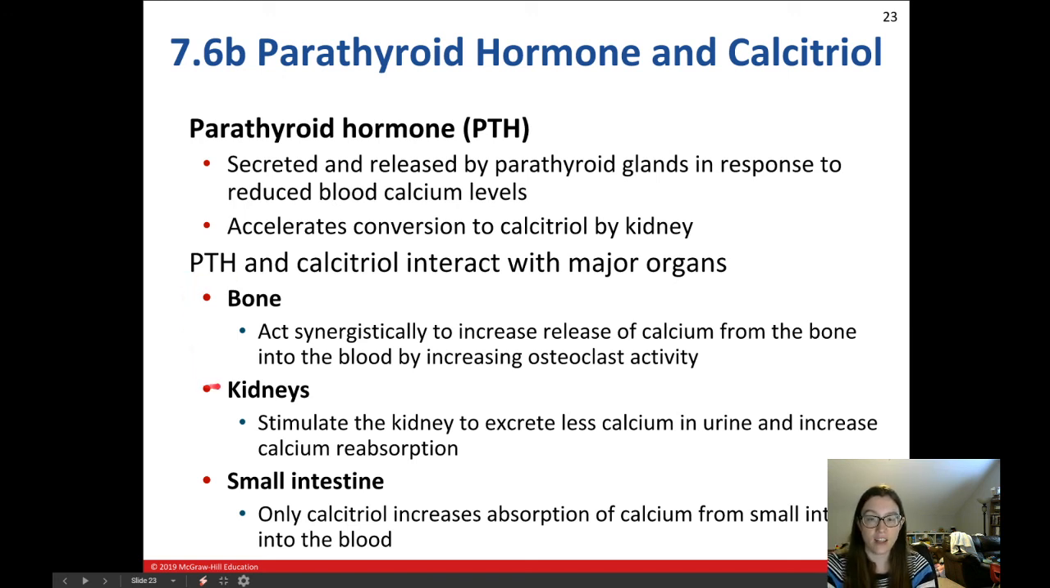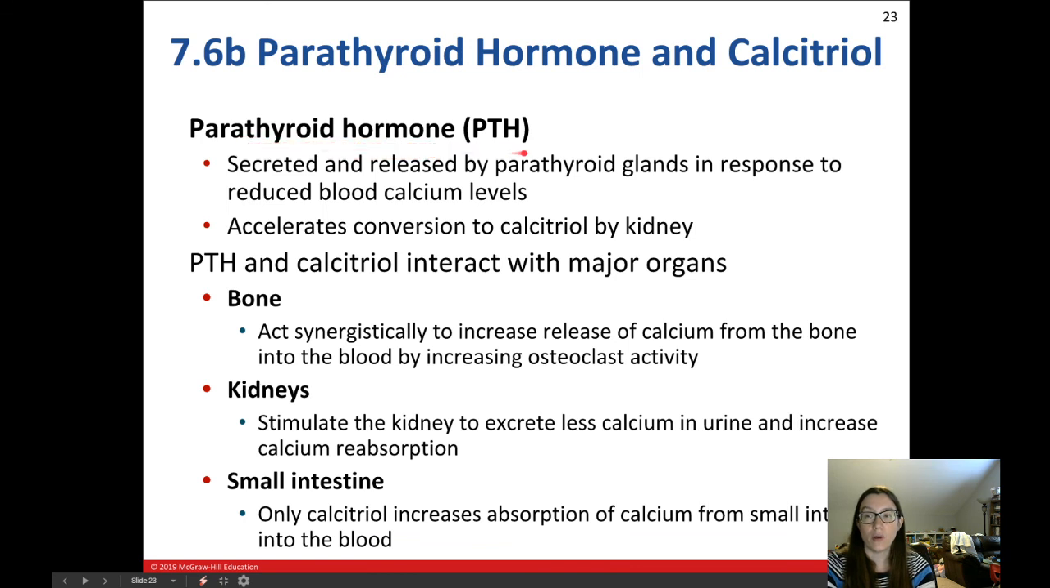So the first thing it does is it acts on the bone, and this is really why we're talking about it in this chapter. It's going to act synergistically with the calcitriol to increase the release of calcium from the bone into the blood by increasing the osteoclast activity. So if we increase the activity of the osteoclasts, they're going to be breaking down more bone and releasing more calcium into the blood. We're stealing the calcium from the bones and releasing it into the blood in order to increase the blood calcium levels.